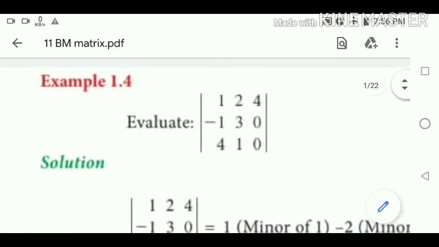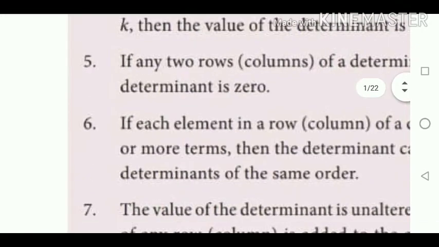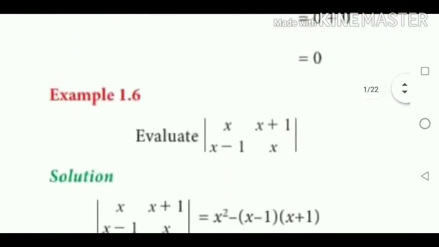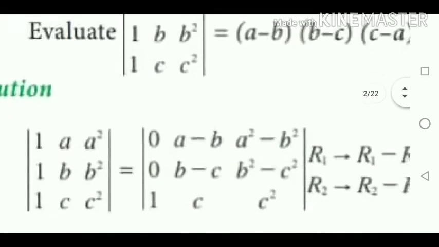Likewise, in the second row, b minus c is taken as common. We are getting 0, 1, b plus c, 1, c, c square. There is no change in the third row.